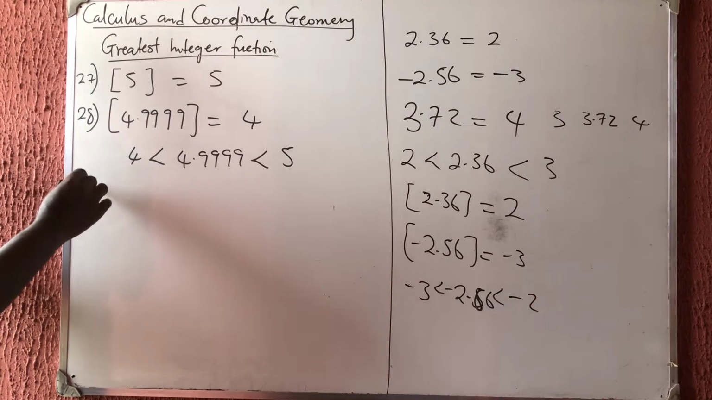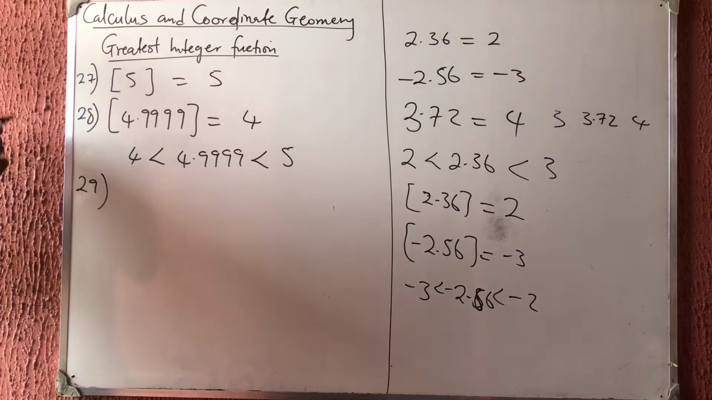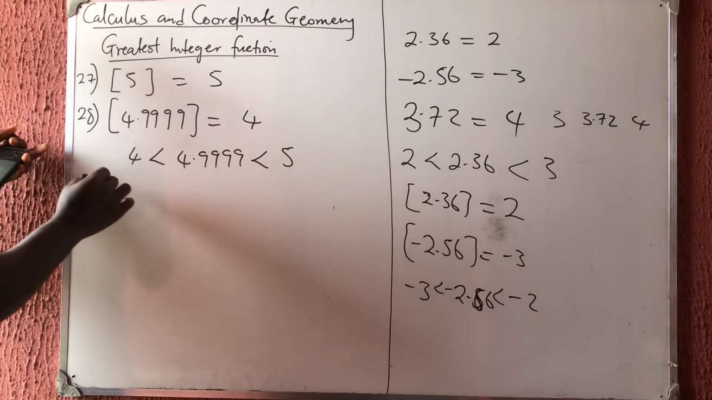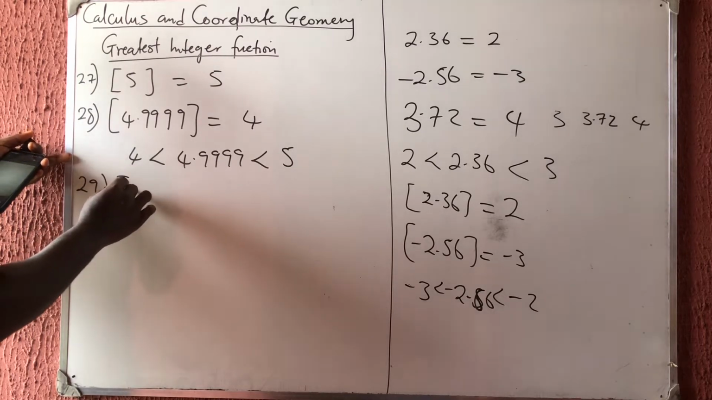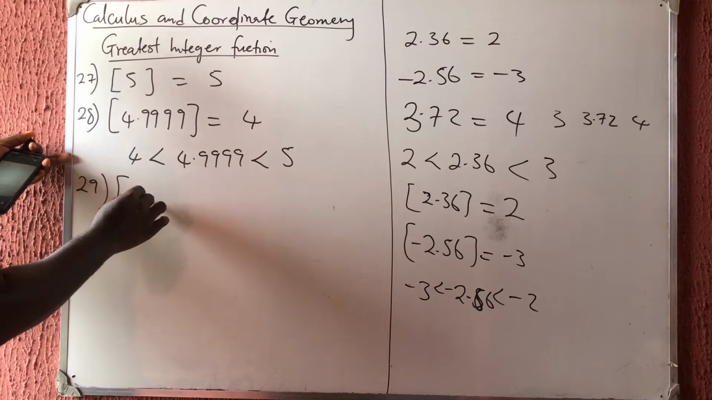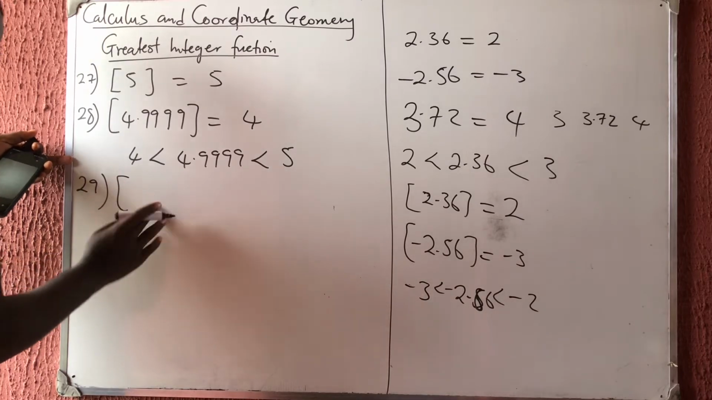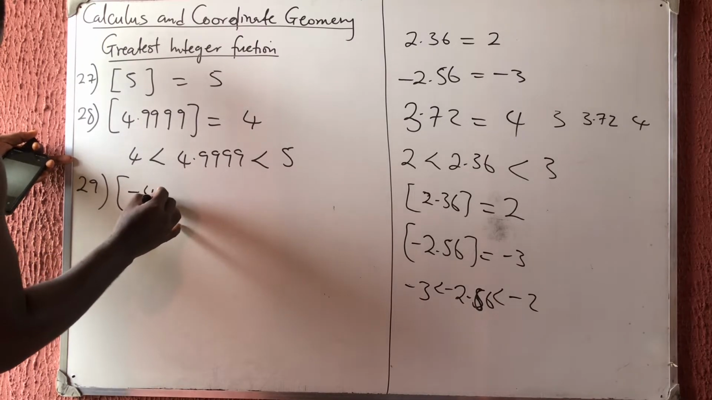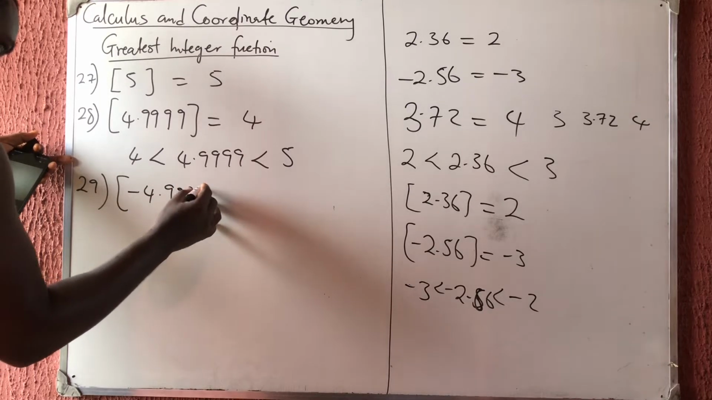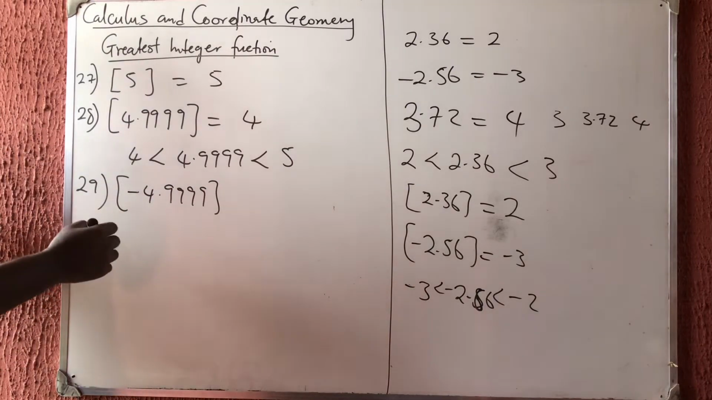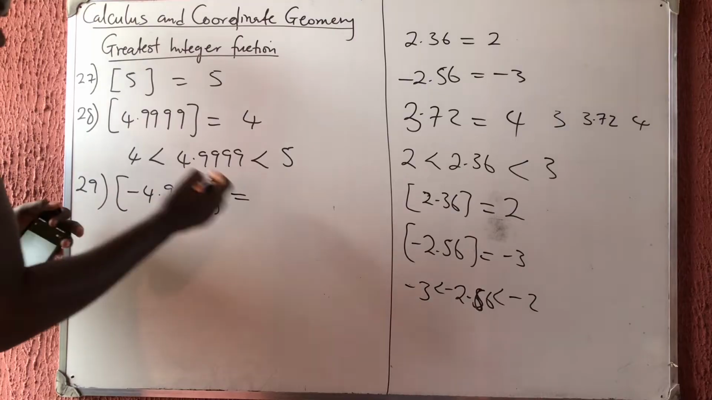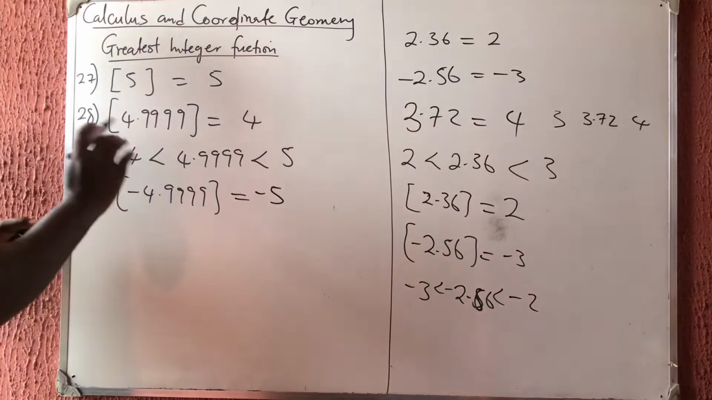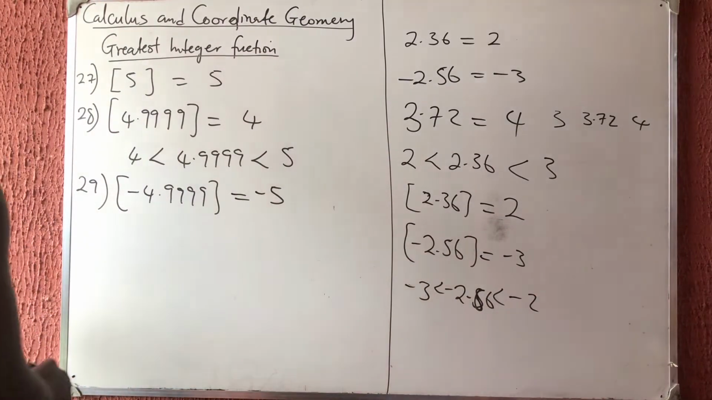Okay. So question number 29 said the greatest integer function of minus 4.9999. You see, like I told you before, if it is negative, the answer is simply minus 5. This is the easiest question you will solve in this math, okay.